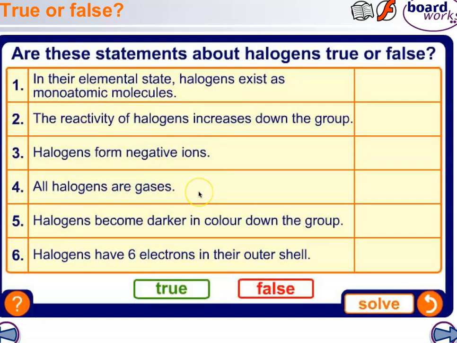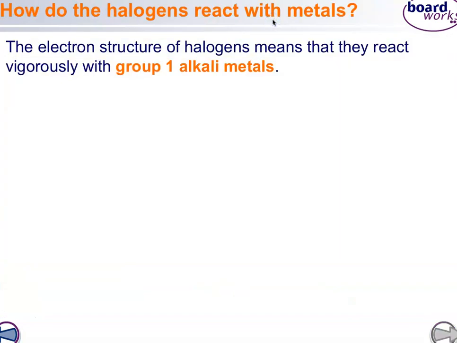4. All halogens are gases, true or false. That is false, because we just looked at the table where the iodine was solid. 5. Halogens become darker in their color down the group, true or false. That is true. And halogens have 6 electrons in their outer shell. That is false. They have 7. All right. So that is about the introduction to halogens.